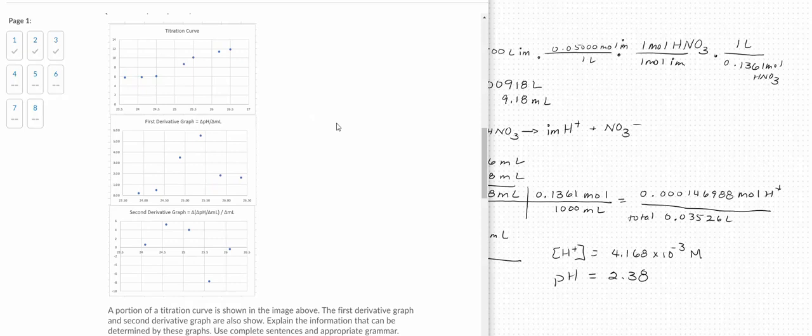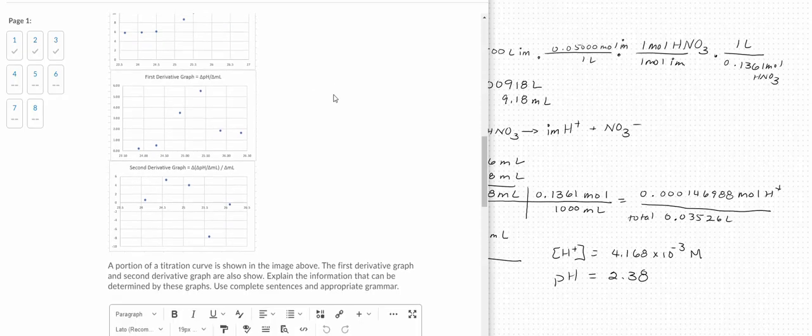Now, I do expect your values to be different for this question, so make sure you are calculating for your question. Number four, I'm going to ask you to explain to me what these things mean. So we're shown a portion of a titration curve. The first derivative graph and the second derivative graph are shown. So explain the information that can be determined.